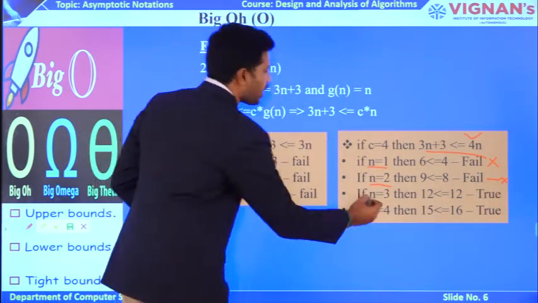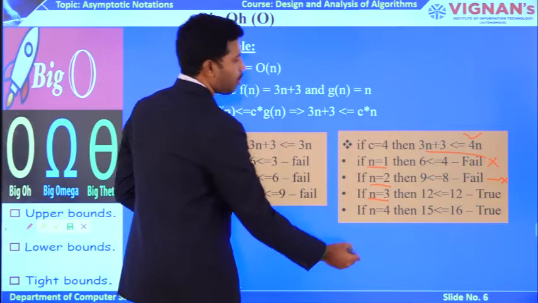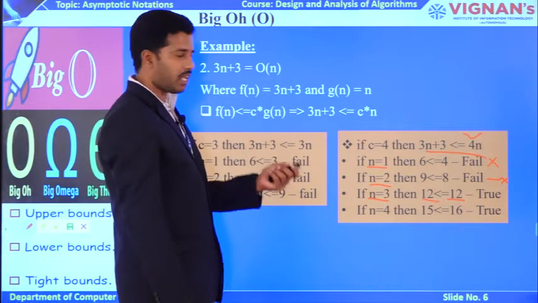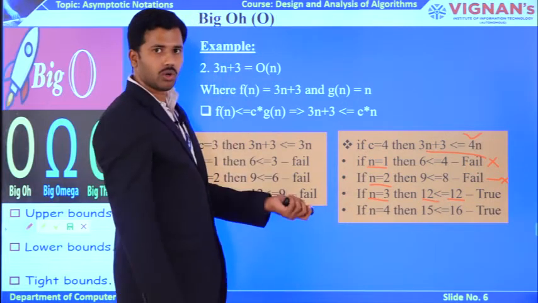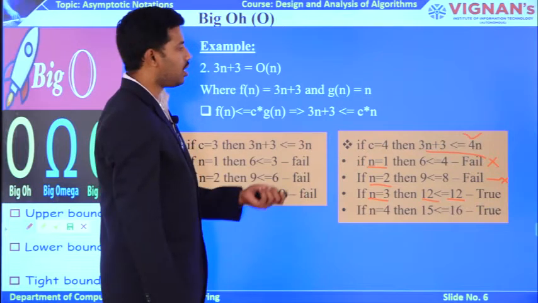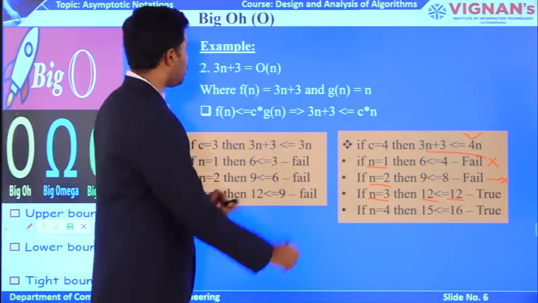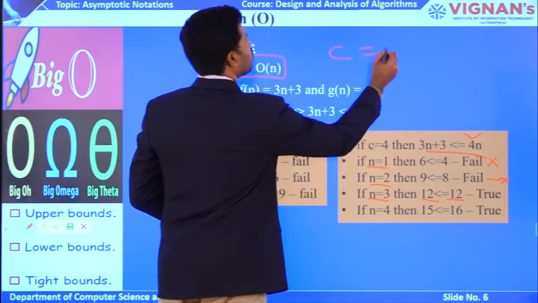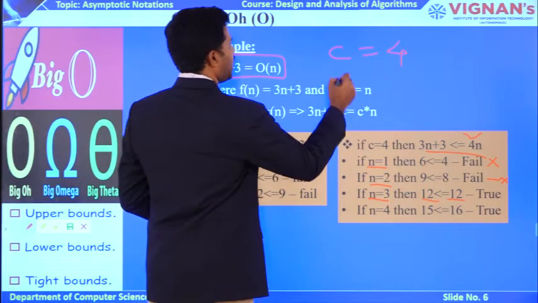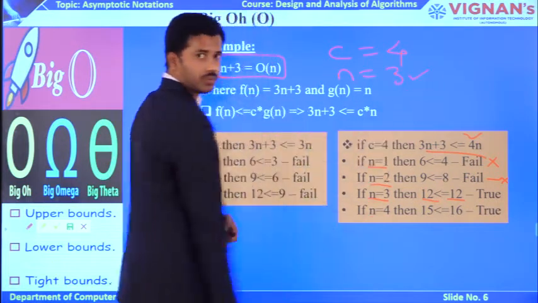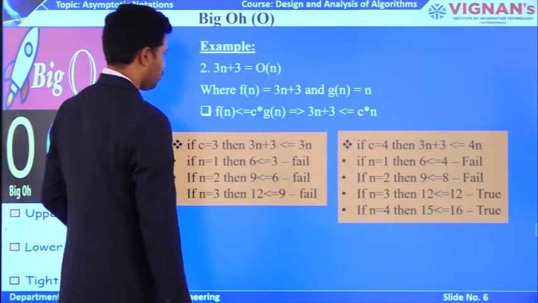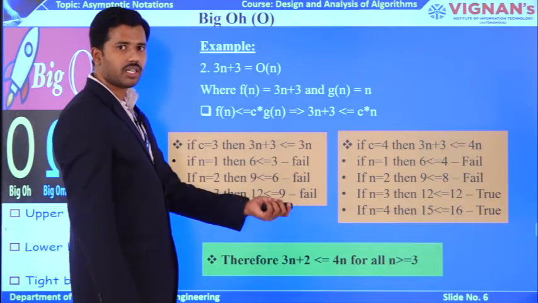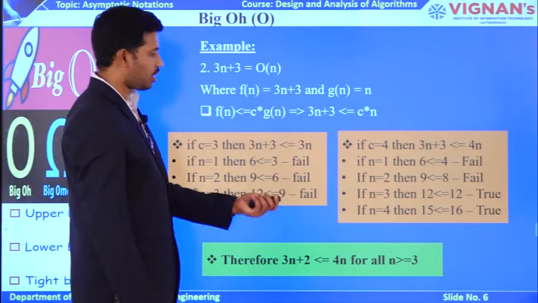If you observe at n equal to 3, my relation becomes 12 less than or equal to 12. So, my relation starts satisfying from n equal to 3 onwards. Now, based on this discussion, I can say that my relation of this example with big O will start satisfying at c equal to 4 as well as n equal to 3 onwards. Therefore, 3n plus 2 less than or equal to 4 into n will start satisfying at c equal to 4 as well as n equal to 3 onwards.